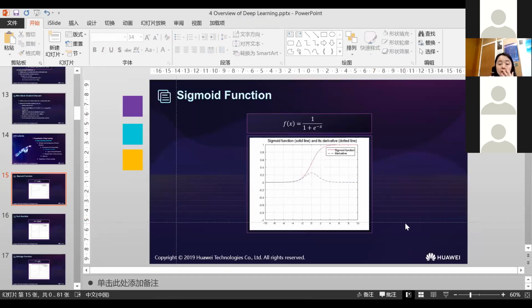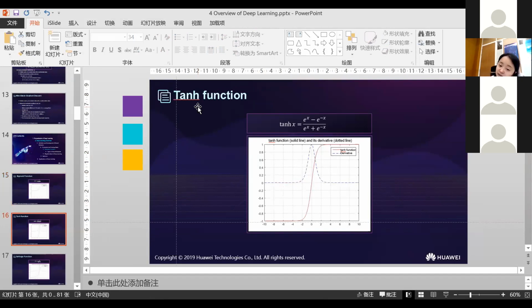And the feature of the sigmoid function is that it can map any input into the range of 0 to 1, like probabilities. So the sigmoid function always works as a gate function. That means because it can map any input to a value from 0 to 1.